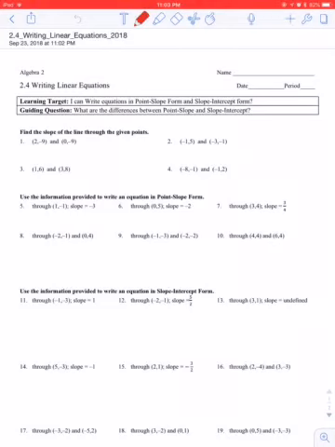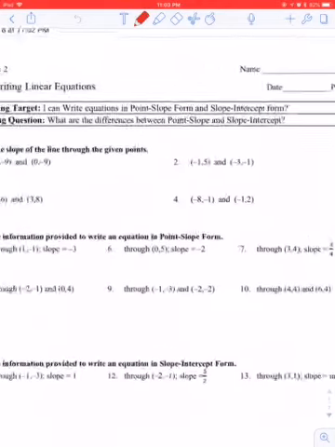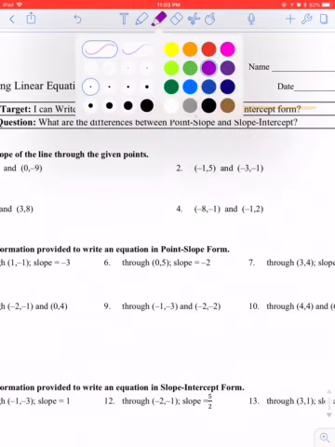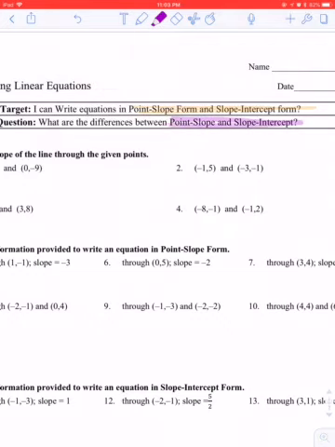This is 2.4 writing linear equations. So today, I can write equations in point slope and slope intercept form. And I really want you to understand the difference between those two and why they're important, between point slope and slope intercept form.